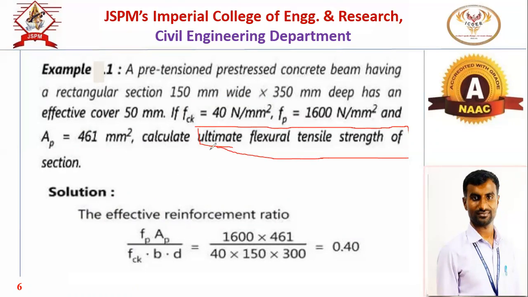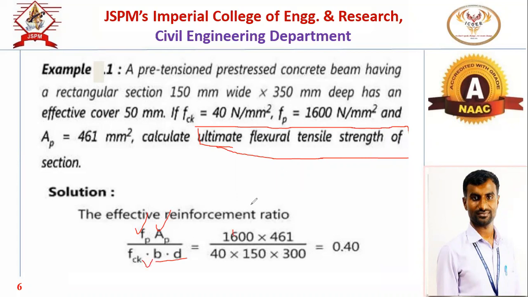Now all the parameters they have given to find out the effective reinforcement ratio. Now here the effective reinforcement ratio, the formula is known to us, table number 11 of IS 1343. So the fp into Ap. So this is the tensile strength of the cable. This is the area of that tendon divided by cross section b d into the grade of concrete.